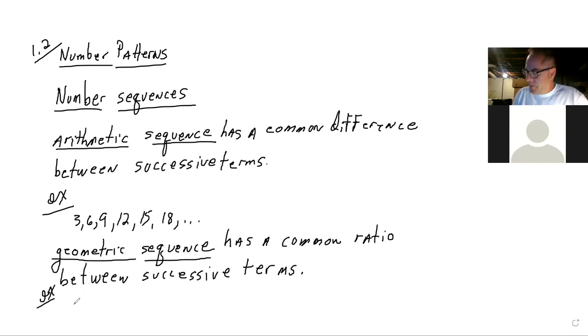For example, maybe something like this: 3, 12, 48, 192, 768. Here, 12 divided by 3 is 4. 48 divided by 12 is 4. 192 divided by 48 is 4. 768 divided by 192 is 4. So I can find the next term simply by taking 768 and multiplying by 4.